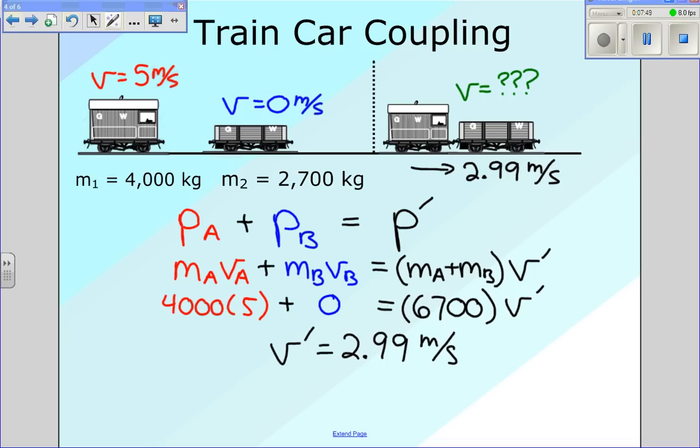Notice that this is slower than the 5 meters per second that the lighter train car came in with. That's because since the mass increased by adding object 2 or object B, the velocity has to decrease in order to keep the total momentum the same as it was before the collision. The total momentum before the collision has to equal the total momentum after the collision. Let's look at one more example.